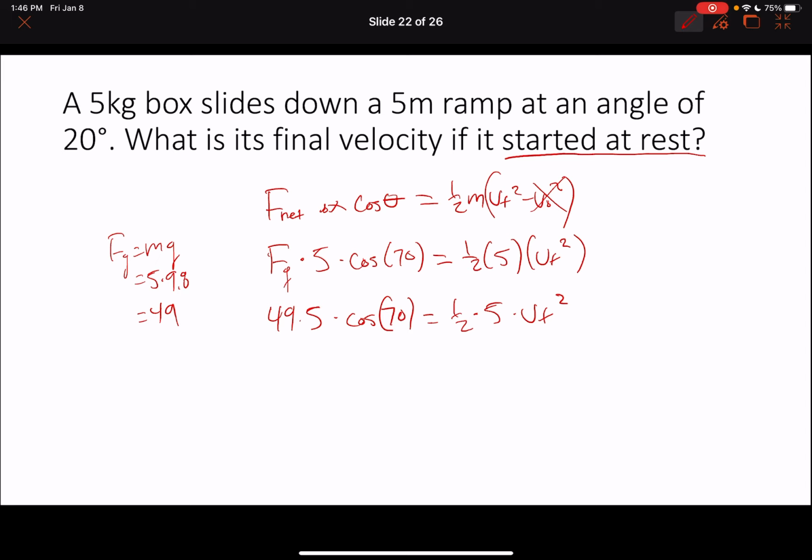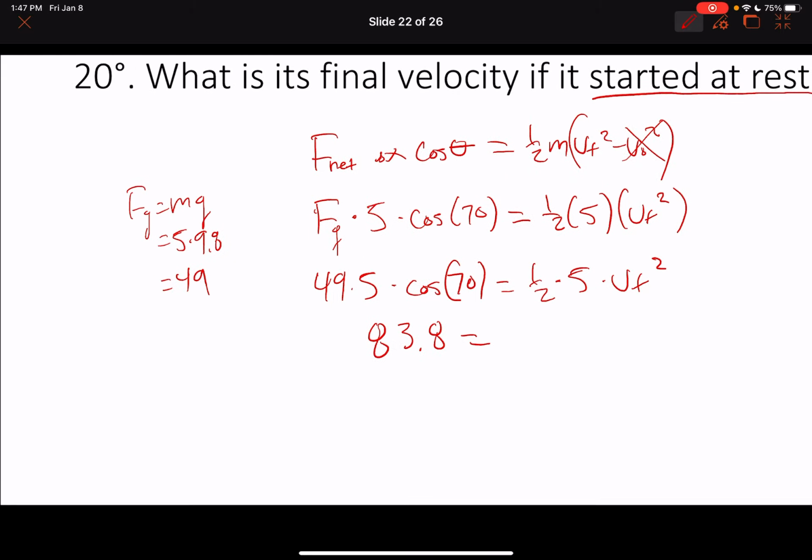Okay, I got 83.8 here for that. And I'm going to double check I'm in degrees. I was in radians earlier today, but I am in degrees now. Great. So this should be good. And then 0.5 times 5 is equal to 2.5 Vf squared.